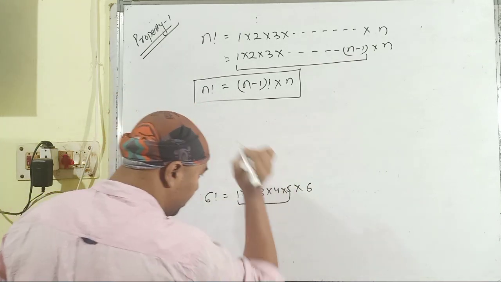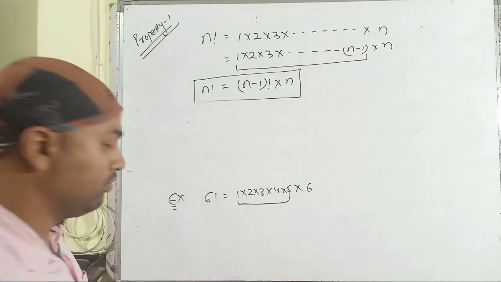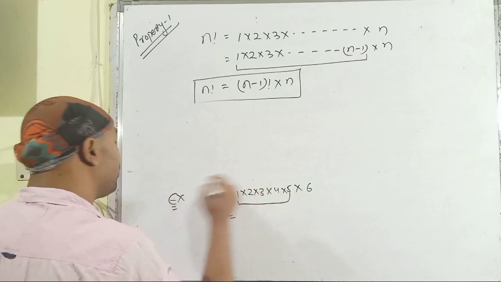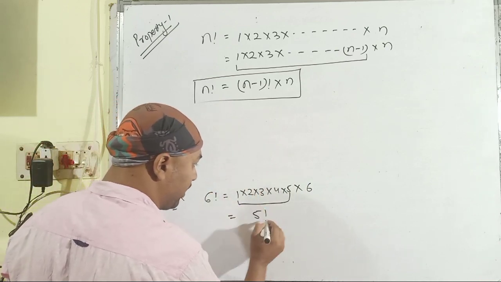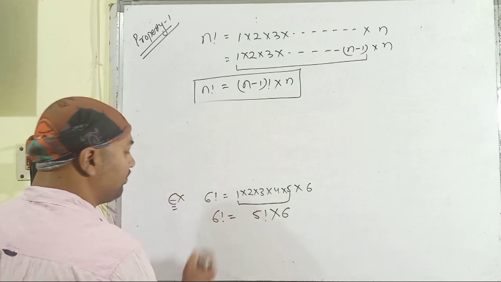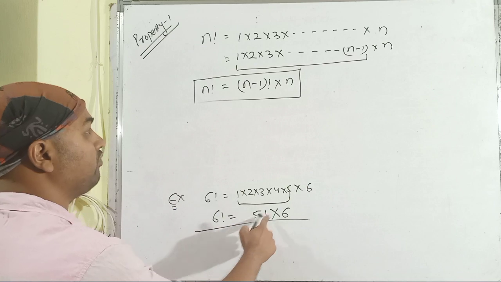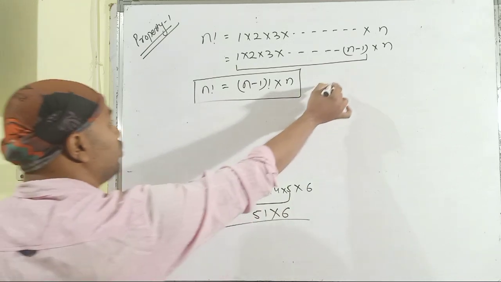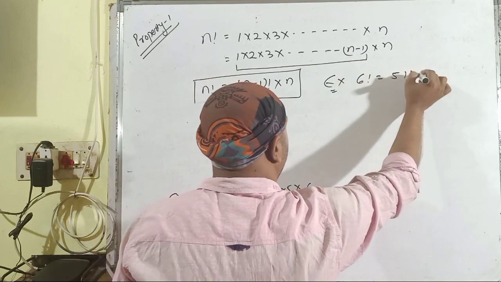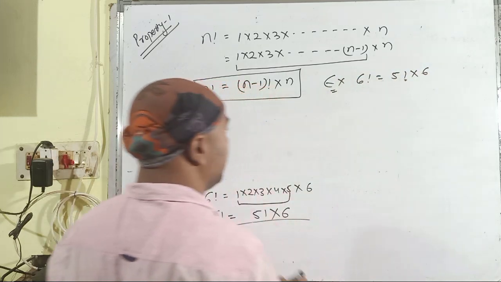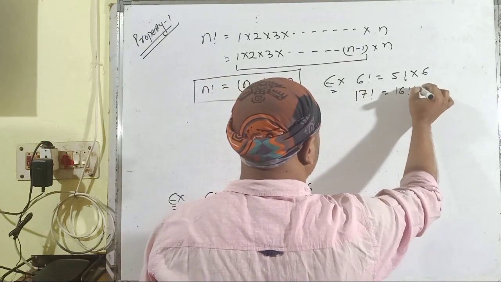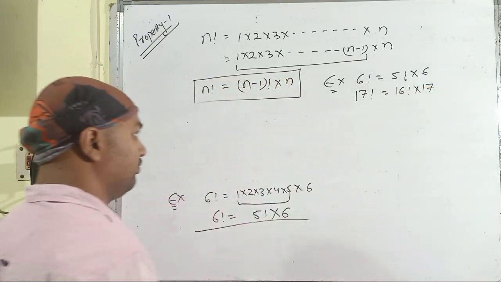Suppose I have considered the first 5 numbers. Then in place of the multiplication of 1, 2, 3, 4, 5, I can write down 5 factorial. And the excluded term is here, that is 6. So 6 factorial can be written in the form of 5 factorial into 6. Similarly, 7 factorial can be written in the form of 6 factorial into 7.